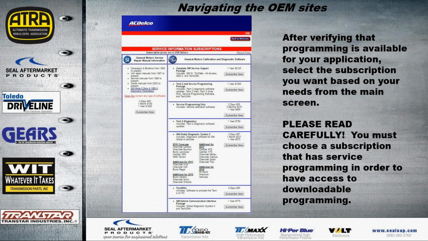Now, once we verify that there is programming available for our application, we want to purchase a subscription. Looking at the subscription screen, there are a lot of selections that can be misleading here. So you want to be very careful and read and make sure that you have programming available in your package. You want to have service programming available. So no matter what level you get, make sure it says service programming package. It has to say at least that. So just make sure that you read and read and read and click before you subscribe and pay.